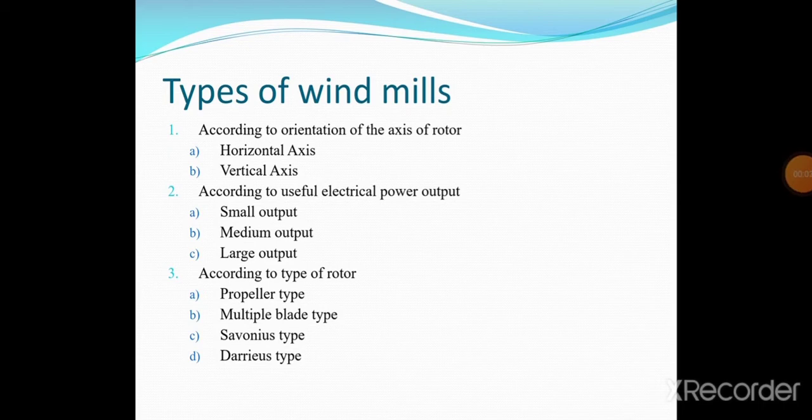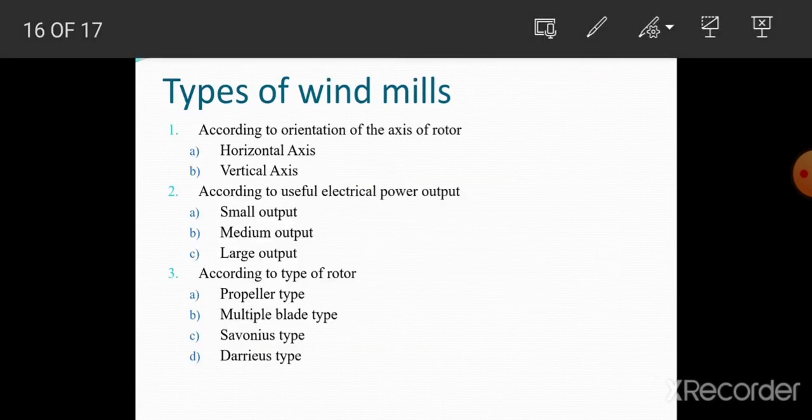So now the next topic is types of windmills. Generally windmills are classified into various types. First we will classify them based on the orientation of the axis of the rotor, that is horizontal type and vertical type. Horizontal axis means when the axis of rotation is parallel to the airstream, and the turbine is said to be a horizontal axis wind turbine. And vertical means when the axis of rotation is perpendicular to the airstream, so the turbine is called a vertical axis wind turbine.